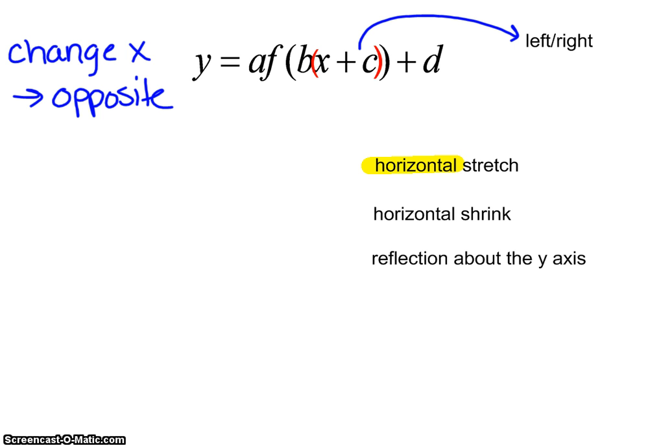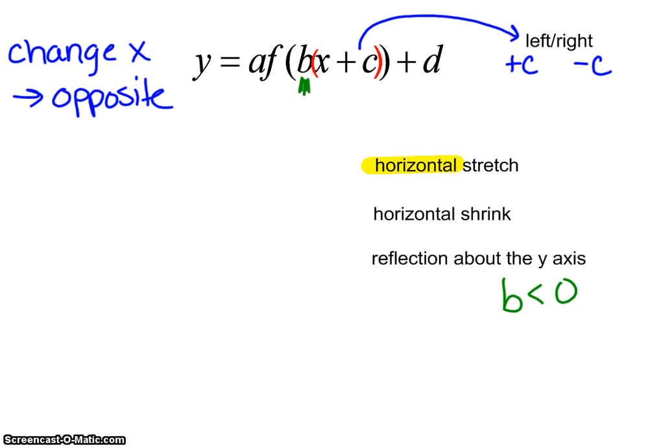You've done that plenty of times. If it's a plus C, we're moving left. If it's a minus C, we're moving right. What's new now is we're going to deal with the B value. And think about opposite. So when we reflected over the x-axis, it was because A was less than 0. So when B is less than 0, we're going to reflect over the opposite axis. We're going to reflect over the y-axis.